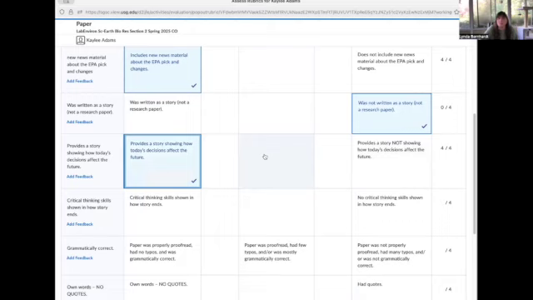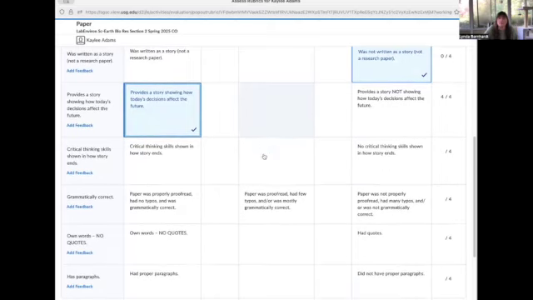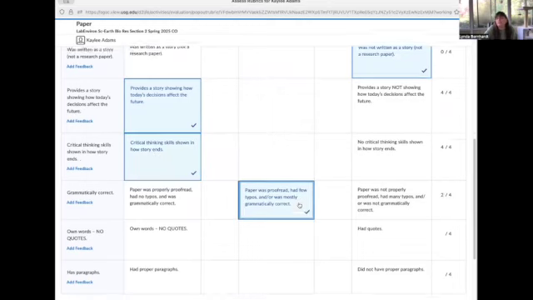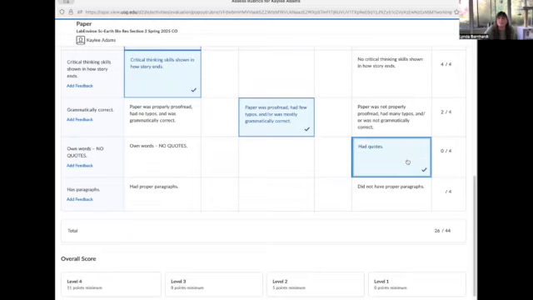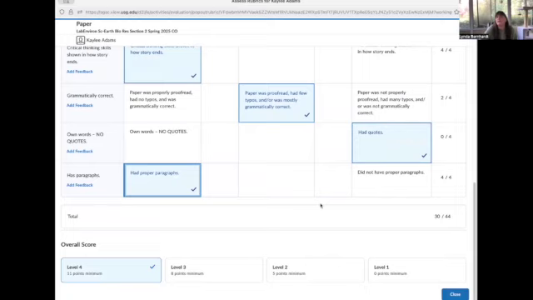You did do a good job at showing how today's decisions affect the future. You showed critical thinking in how you did that, but you didn't really proofread as much as you should. You had some quotes, but you did have proper paragraphs. If you did this, that would get you 30 out of 44, which isn't bad, but you could totally do better. So if you got 30 out of 44 for your grade for this one, that would give you a 68.18. So not bad, but not great. You know, you can do better.